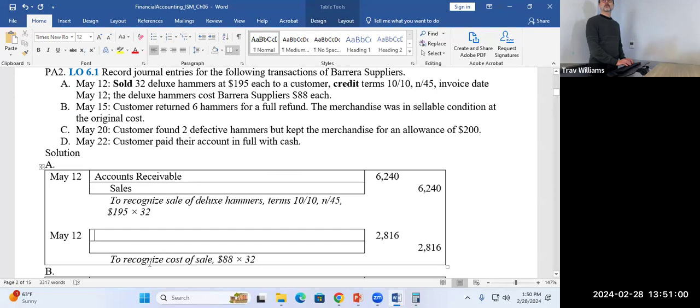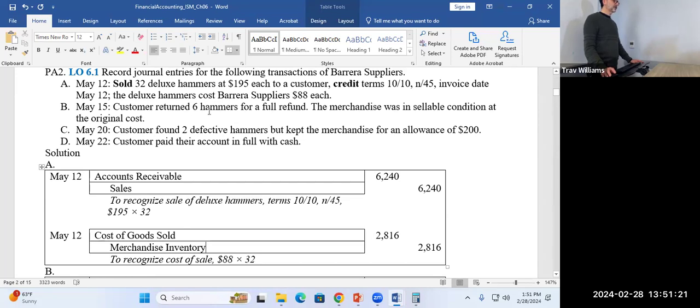What do we debit here for the inventory? Cost of goods sold, thank you. And what do we credit? Merchandise inventory, right? That's our classic sales journal entry.